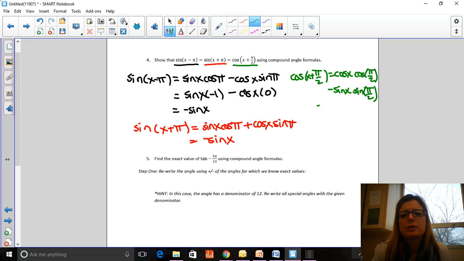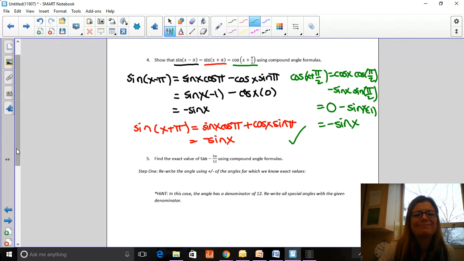Okay, so the cos of pi over 2 is 0, so this just goes away. And the sine of pi over 2 is positive 1, so we just have sine x times 1, so that just gives us negative sine x. So since they're all equivalent to minus sine x, we have proven our point.